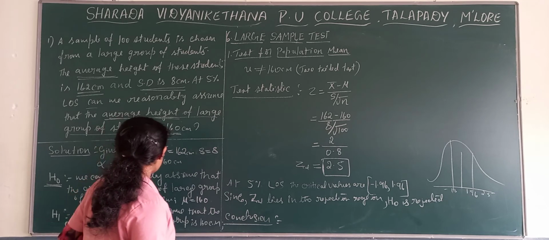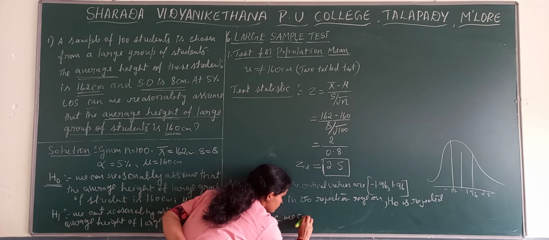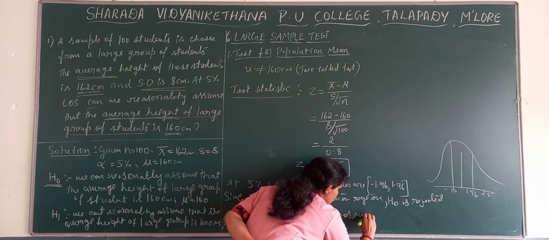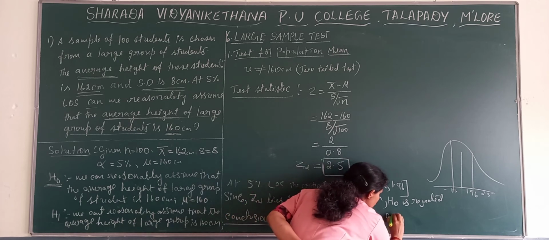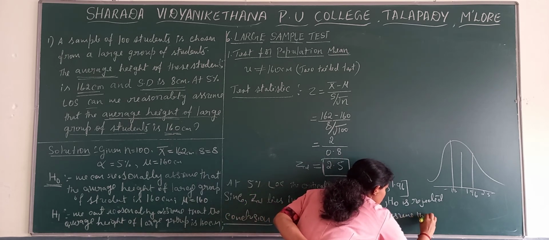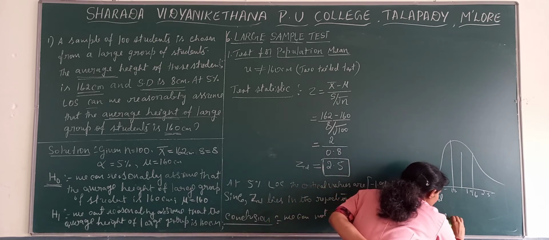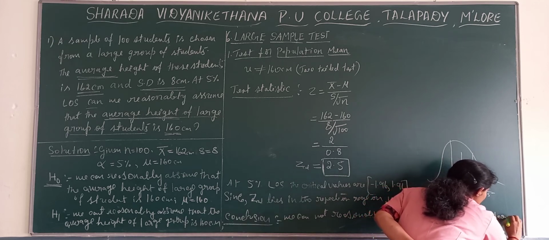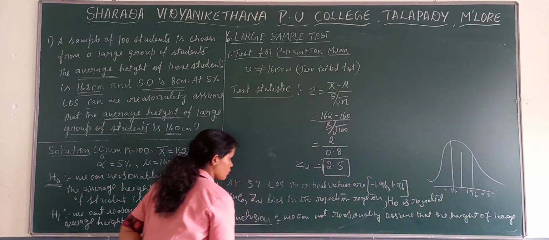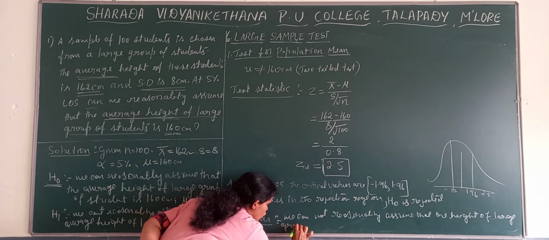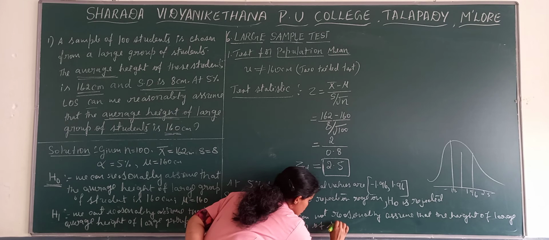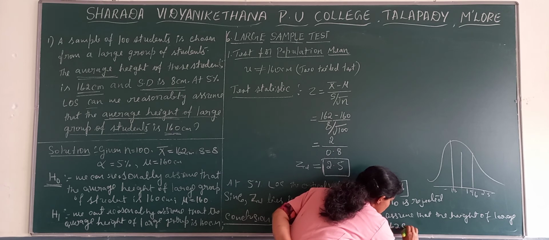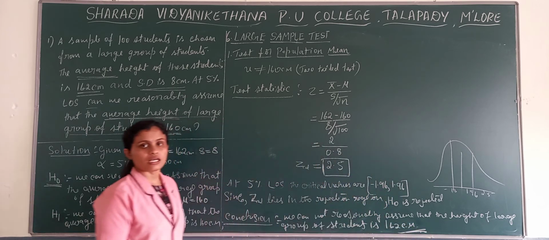Here, what is the conclusion then? We cannot reasonably assume that the height of a large group of students is 162 centimeters. So this is the conclusion.